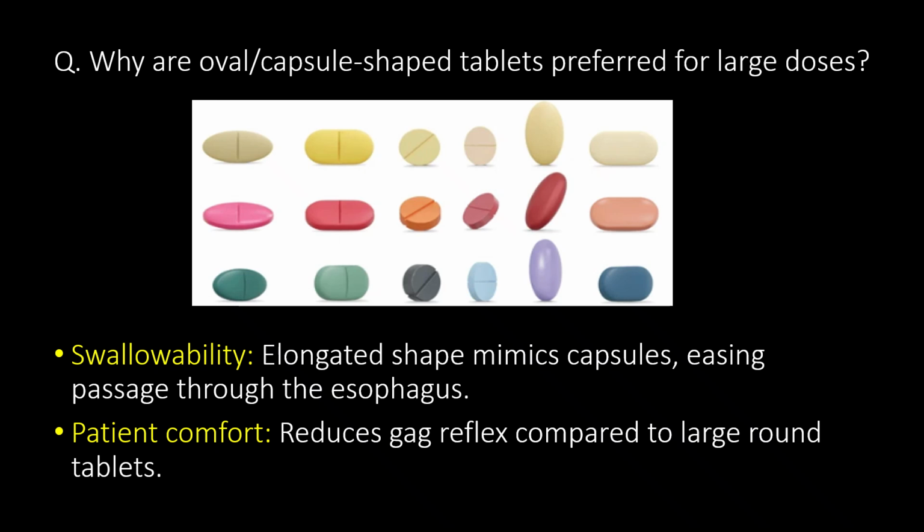Very important question. Why are oval or capsule shaped tablets preferred for large doses? First reason, swallowability. Elongated shape mimics capsules, easing passage through the esophagus. Second, patient comfort. Reduces gag reflex compared to large round tablets.